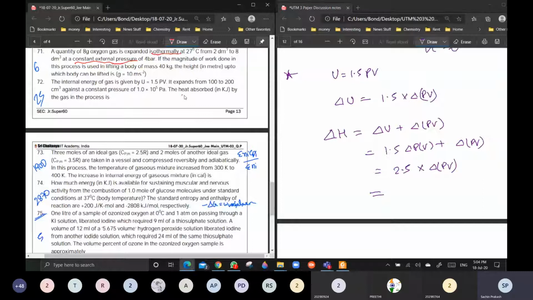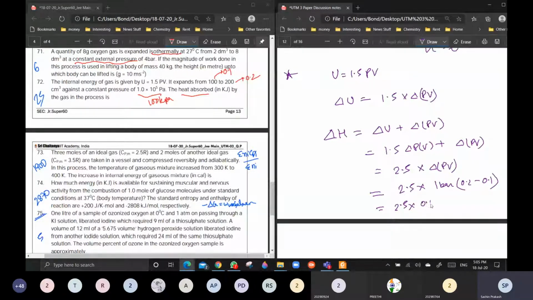So you see, it is heat absorbed at constant pressure. Okay. Will be equal to delta H. So this is 2.5 into P, P is constant so it can come out of the delta. It will be P into delta V. P is like 100 kilopascals, or it is 1 bar. Into V2 minus V1. So V2 minus V1, this is like 0.2 liters and it is 0.1 liters. So 0.2 minus 0.1. 2.5 into 0.1 into bar liter. 1 bar liter is 100.